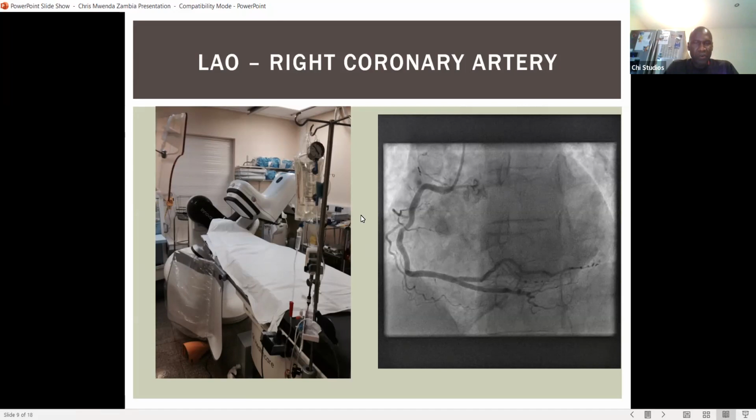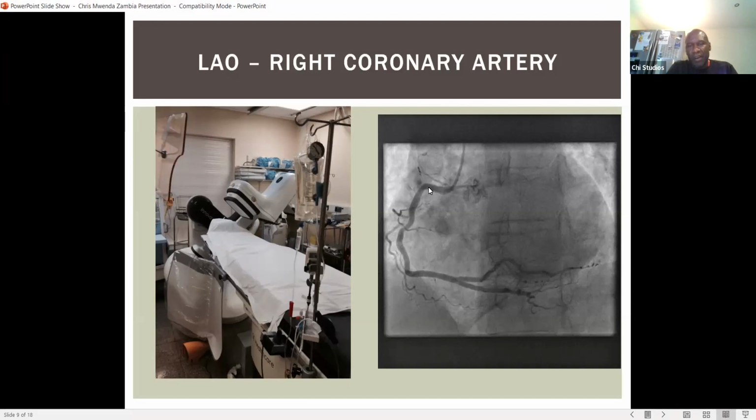So this view, it's called LAO, right coronary. LAO is the view which we use when we're trying to engage the right coronary artery. You can see it there. Yeah? That's the right coronary artery. This artery, if you look at it, you see this where I'm pointing. It is narrow, but we will not intervene.